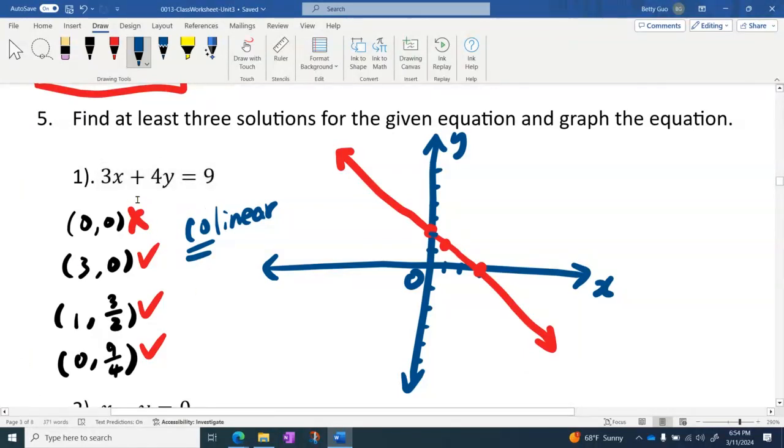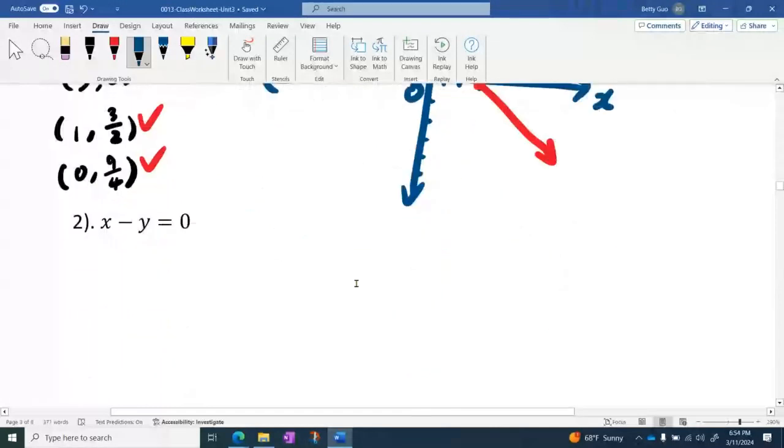The equation has infinitely many solutions. Those solutions are ordered number pairs, right? And those ordered number pairs in a rectangular coordinate system are points, and those points are all collinear, and they are the points on this straight line. And this straight line is the graph of this linear equation in two variables. The graph of this linear equation in two variables is a straight line. All right? Okay, let's continue.